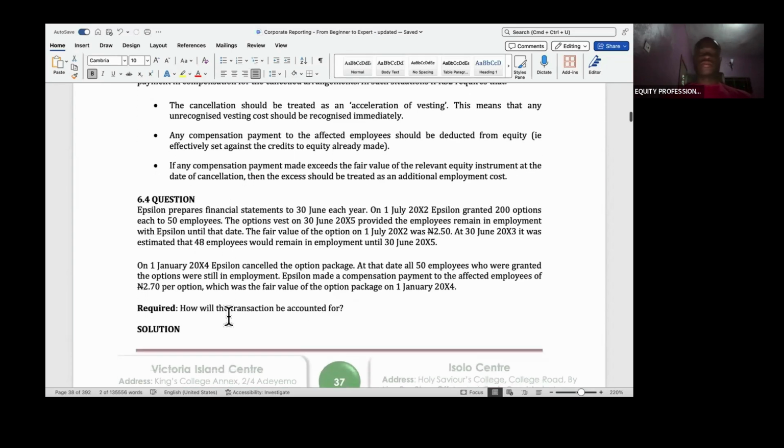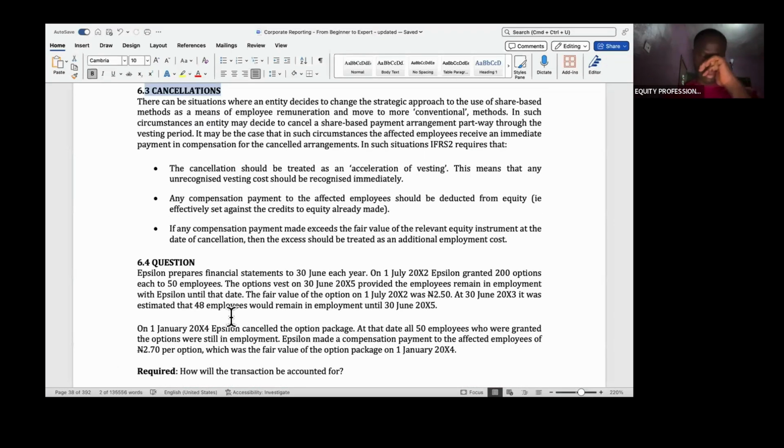Now, let's look at this scenario. Epsilon prepares financial statements to 30th June each year. We're now told that on 1st July 2002, Epsilon granted 200 options to 50 employees. So that means this 1st July is the grant date. So we are giving 200 options to 50 employees.